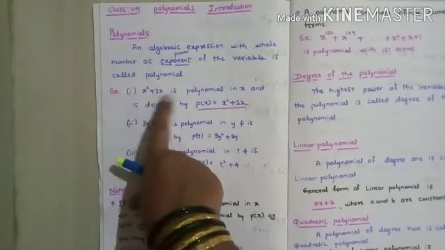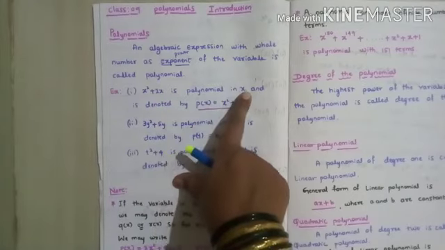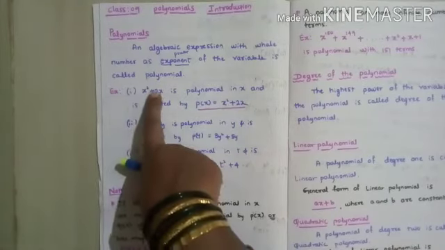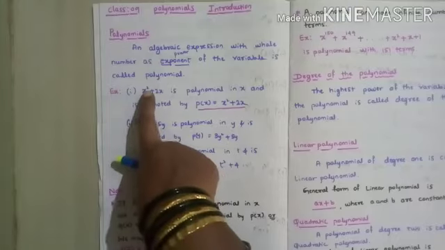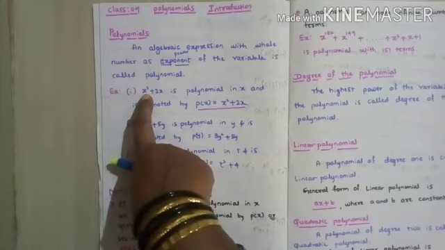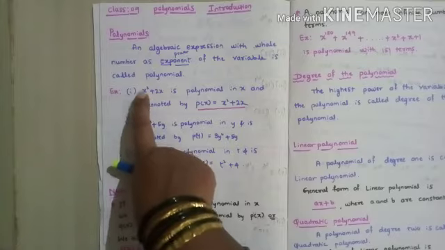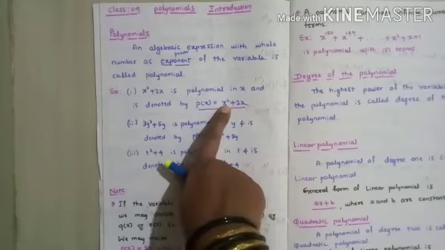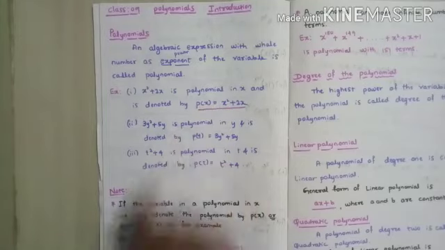x square plus 2x is a polynomial in x. Here the variable is x, and what is the degree of this polynomial? Here the power is 2, which means the degree of this polynomial is 2, and it is called a quadratic polynomial. I already told you, a polynomial with degree 2 is called a quadratic polynomial. It is denoted by P of x because the variable is x here.